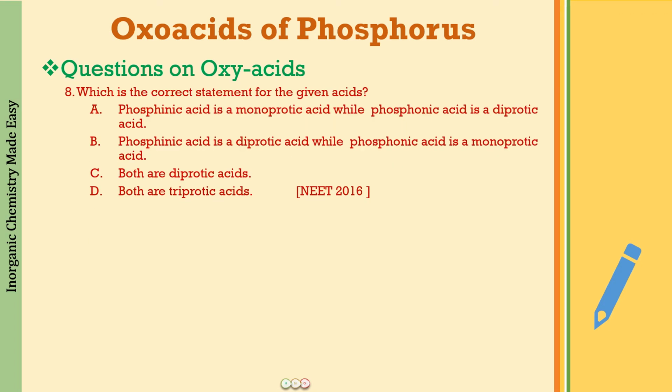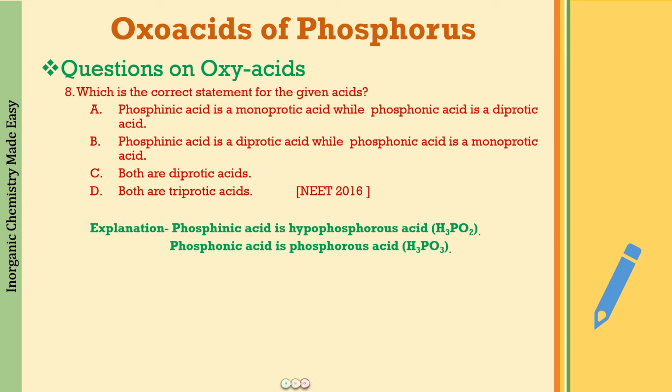Now to attempt this question, first of all, you should be knowing what is phosphenic acid and what is phosphonic acid. In my lecture on the oxoacids of phosphorus, I did tell what is phosphonic acid, but I missed telling you what is phosphenic acid. So I'm going to tell you that before you can attempt this question once again. So phosphenic acid is hypophosphorus acid H3PO2, and phosphonic acid is phosphorus acid H3PO3. All right. So now on the basis of this, please do attempt this question once again. I want you to all attempt it correctly now.